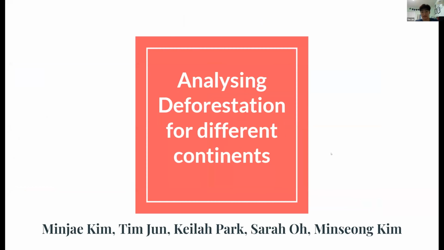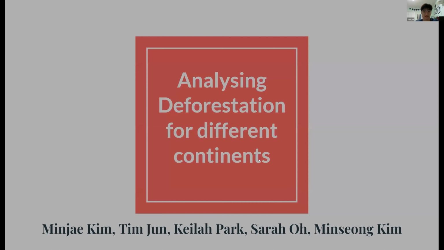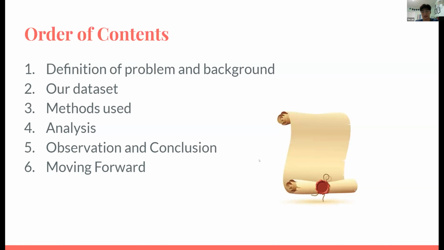Okay, so we're group five, consisting of Minjae Kim, Tim Jun, Caleb Park, Sarah Oh, and Min Sung Kim, and we're analyzing deforestation for different continents. So in our order of contents, we're going to go over our definition of the problem, briefly highlight our data sets and methods used, go into our analysis, and then make our conclusions and then steps moving forward.